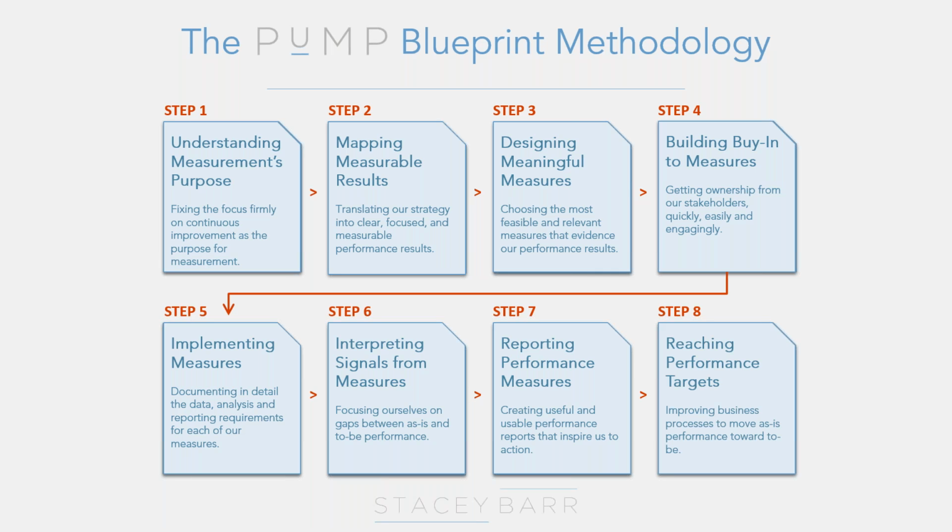Step 8 is reaching performance targets. We use a framework that uses our measures as the lenses to choose our improvement projects or change initiatives and to evaluate them once they are implemented to keep reaching towards our performance targets. We don't judge success of initiatives by whether they were on time and on budget.